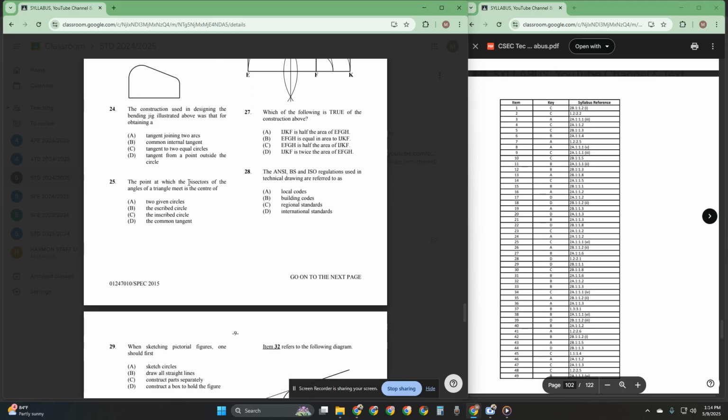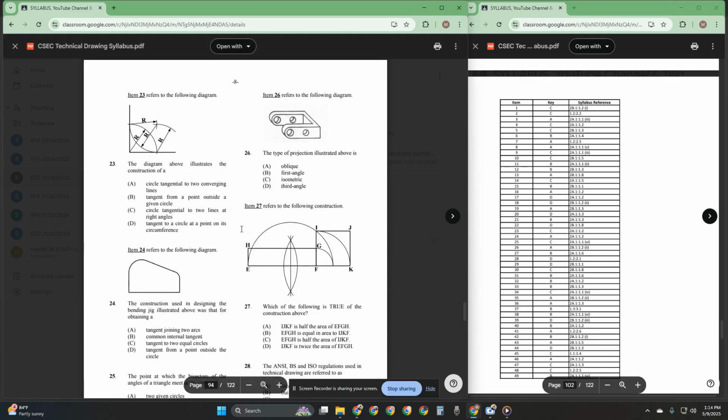25. The point at which the bisectors of the angles of a triangle meet is the center of two given circles, the circumscribed circle, the inscribed circle, or the common tangent. Number 25C, yep, it's the center of the inscribed circle. Yep, that's correct. 25C.